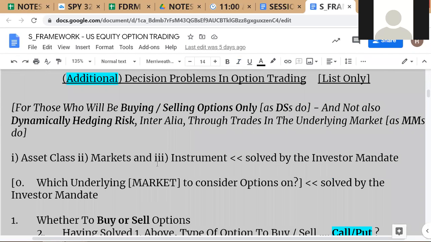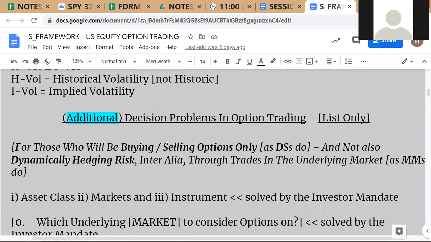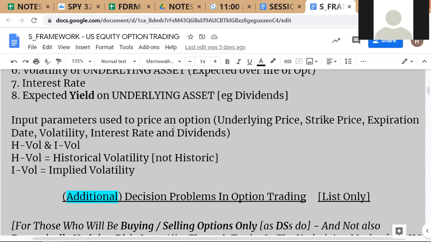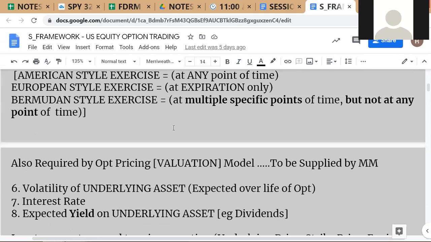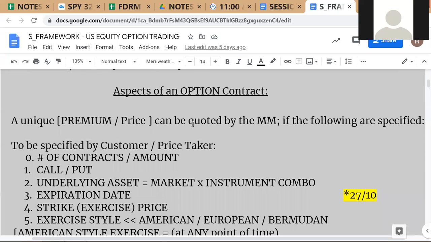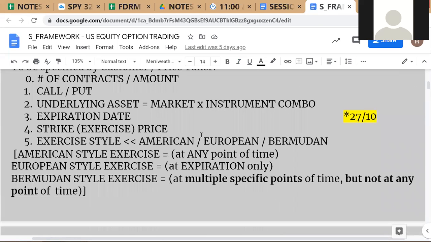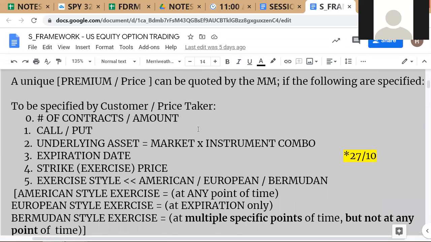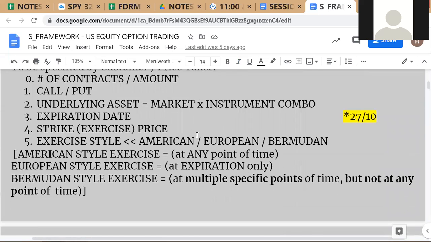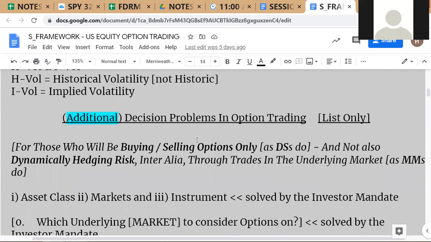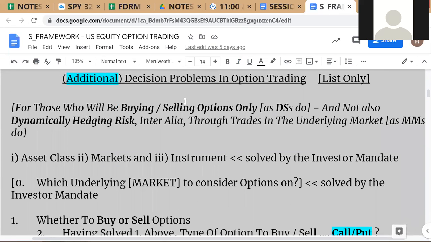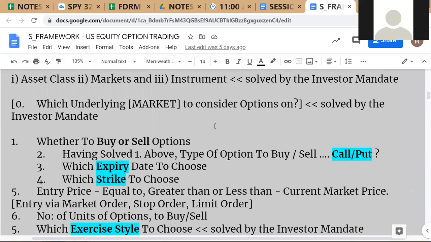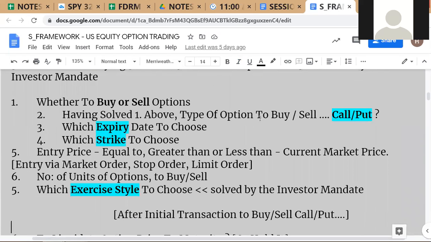We're still going through where we finished the other day, some of the basic elements. We have gone through the aspects that you have to specify in an option in order to completely specify the option that you're discussing. That's one. Then we went through the additional decision problems that arise in trading options because of the peculiar characteristics of options. So you have to specify all this stuff.